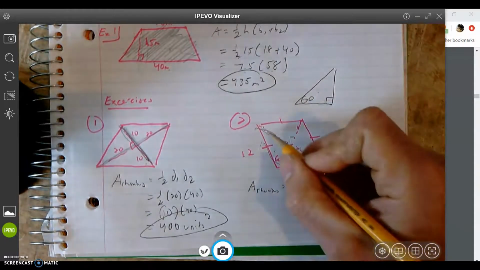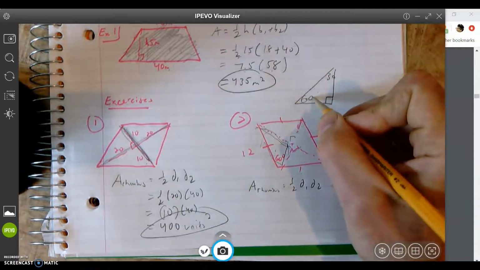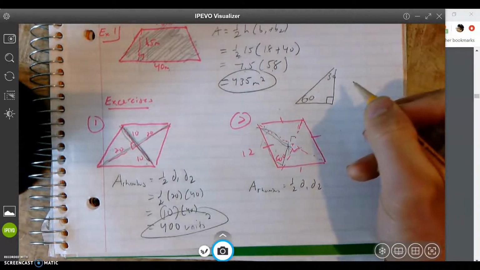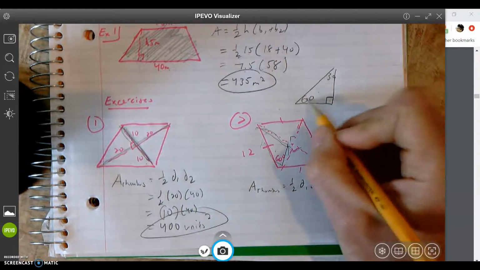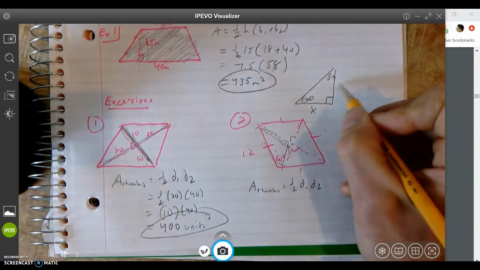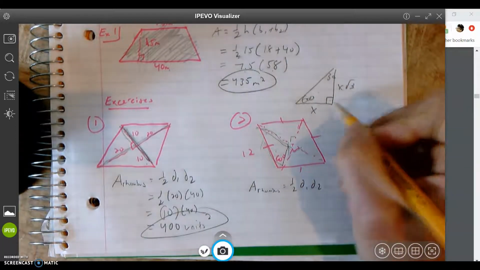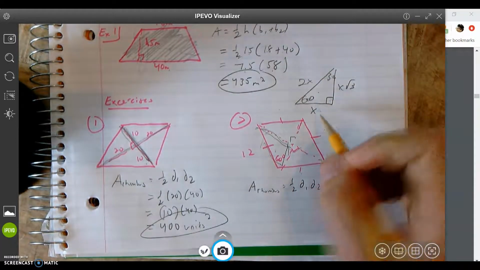So 60, and then this angle right here would be 30, because 30 plus 60 is 90, 90 plus 90 is 180. And now we know, and this is very important for the exit quiz also, in the problems we've been doing, the opposite to 30 is x, opposite to 60 is x radical 3, and then opposite to 90 is 2x, like that. So what does it give us?